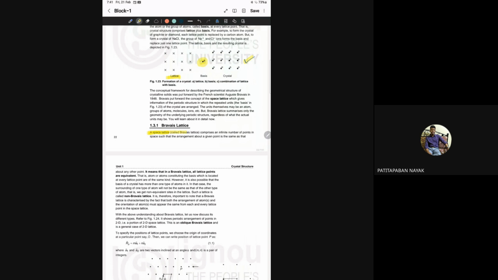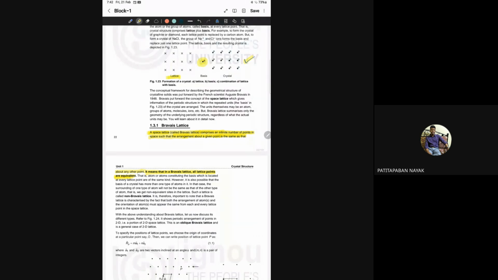A three-dimensional space lattice called a Bravais lattice comprises an infinite number of points in space such that the arrangement about a given point is the same as that about any other point. The arrangement about one point is the same as any other point. This means that in a Bravais lattice, all lattice points are equivalent.